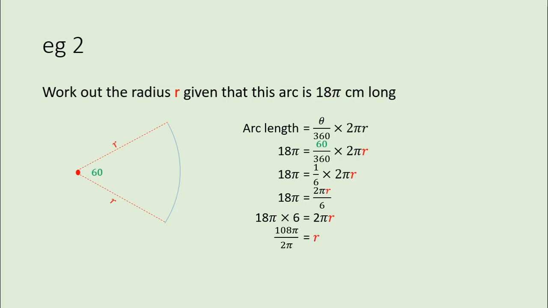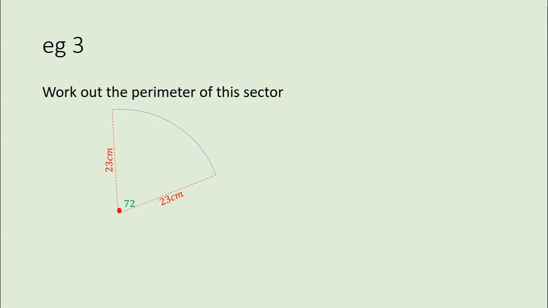So 108 pi divided by 2 pi, I can see that's going to simplify nicely. Pi divided by pi will cancel out, and 108 divided by 2 is 54 centimeters. So I have an exact answer for r. I didn't need to round it at all. r is 54 centimeters.